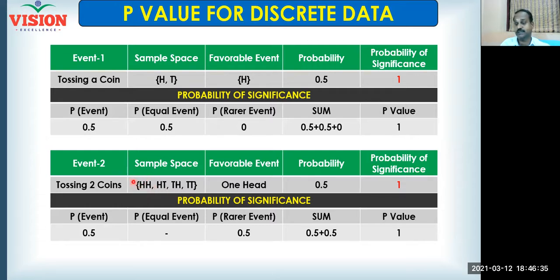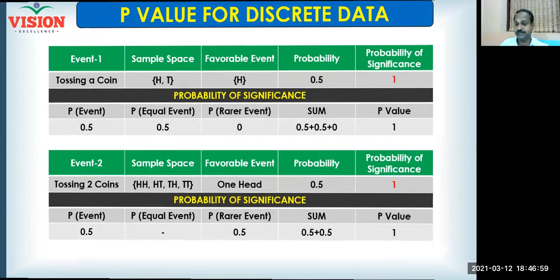Getting two heads is a rarer event. And similarly, getting two tails is also a rarer event. So I can calculate the probability of the rarer event, that is also 0.5, because 2 by 4 is 0.5. And so the sum is 0.5 plus 0.5. Once again, the p-value is 1, right?